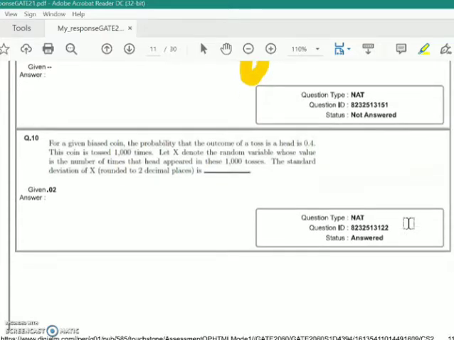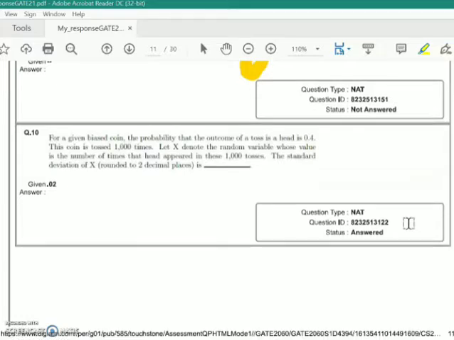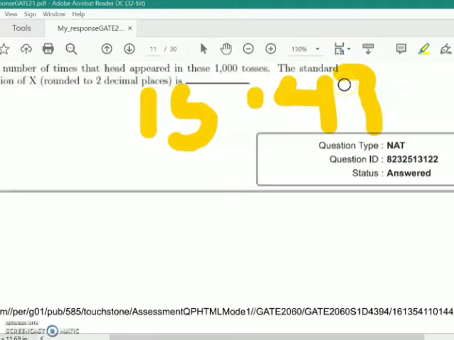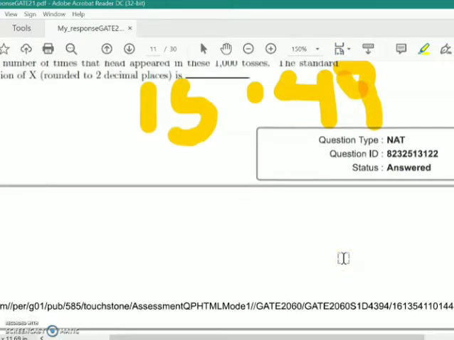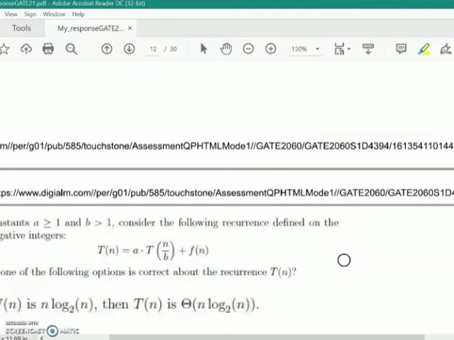1000 into 0.4 into 0.6, that gives the variance, and the square root of this value gives the standard deviation. You can refer to the previous video for the detailed solution of these questions. So the answer is 15.49.